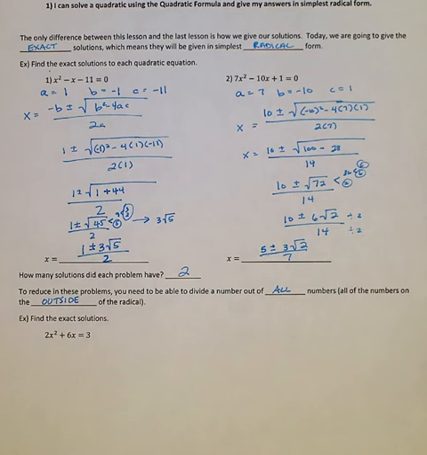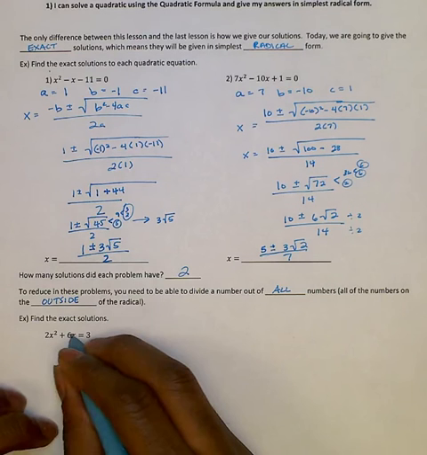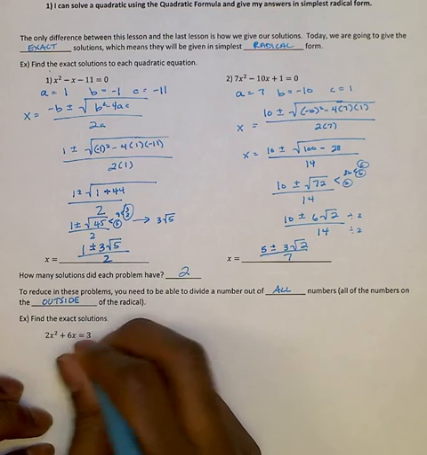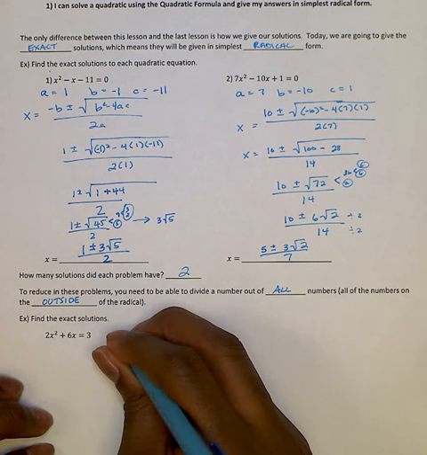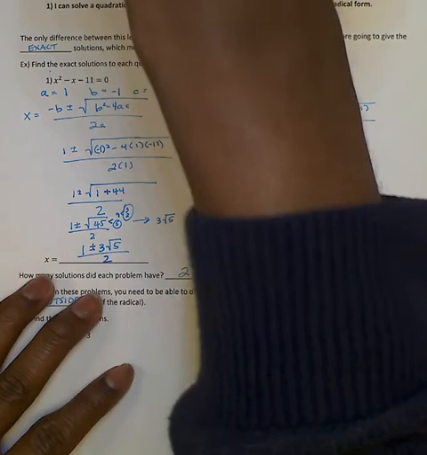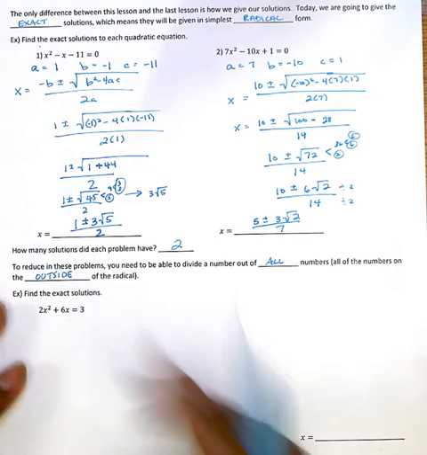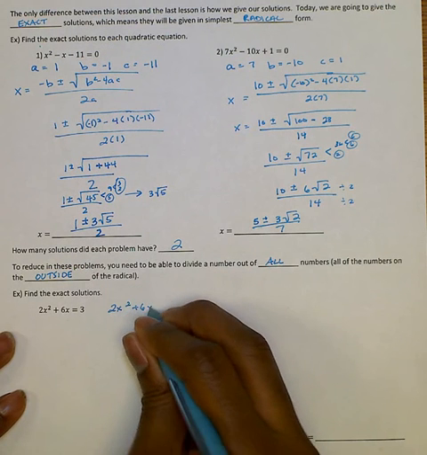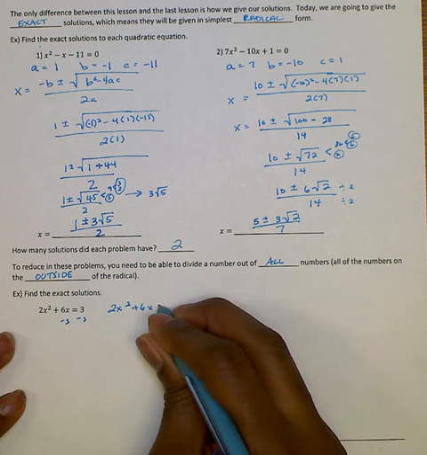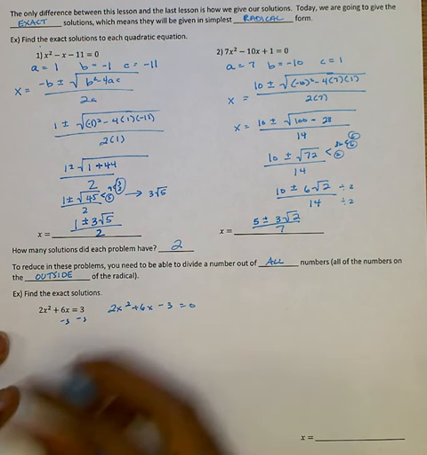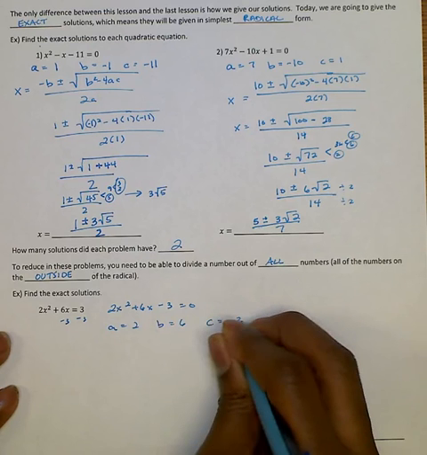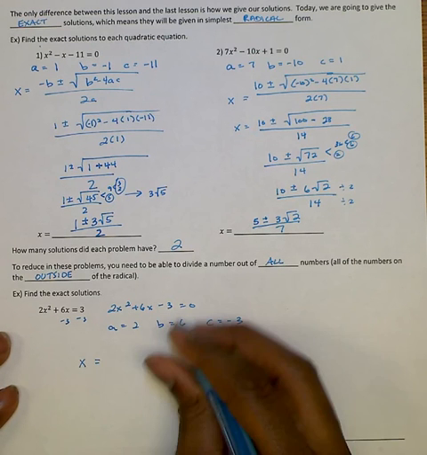All right, let's try this last example on this first page. We have 2x squared plus 6x equals 3. Remember that we will not try to solve these until we have it equal 0. So I'm going to reorganize this problem. So I have 2x squared plus 6x, I need to move this to the other side, so minus 3 equals 0. Now identify A, B, and C. And then I will go into plugging in what we have.